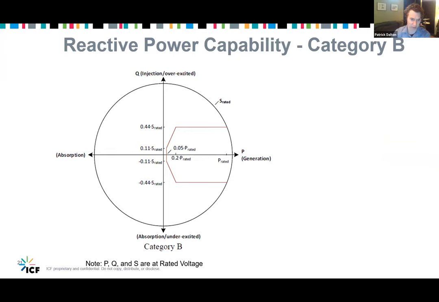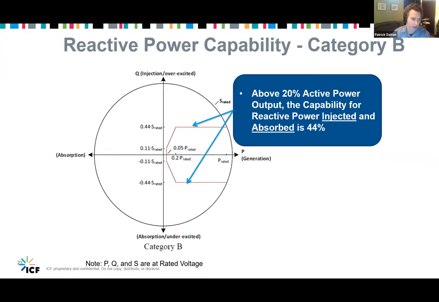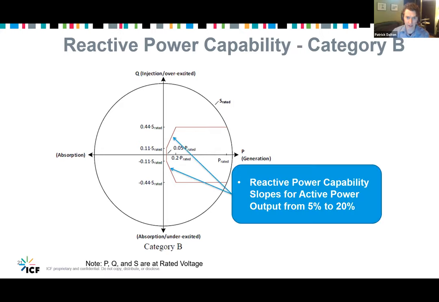So there's those two pieces in determining it. But inverters definitely meet this category B, which from a reactive power capability viewpoint requires the ability to inject or absorb reactive power at 44% of the apparent power nameplate. What that translates to is about a plus or minus 0.9 power factor. And it has this little slope down from 20% rated active power down to 5%.